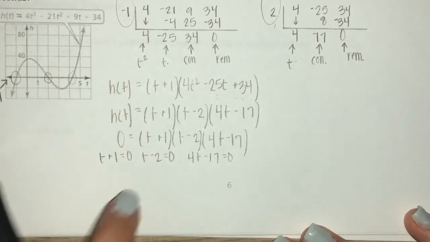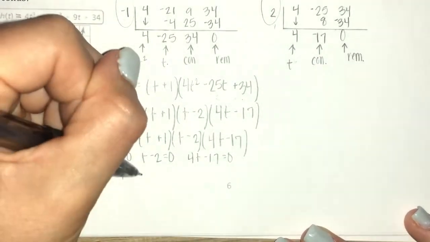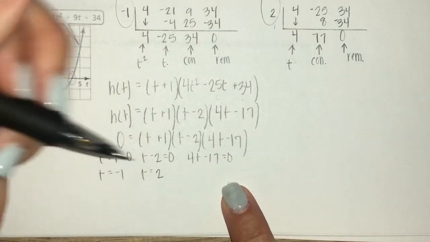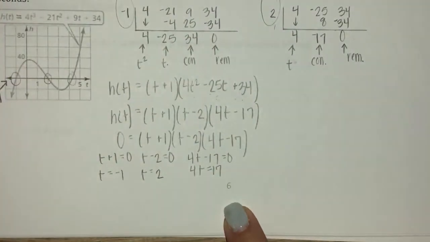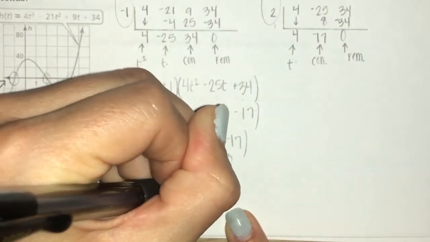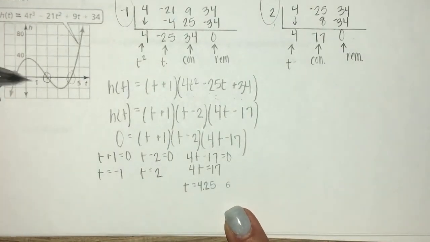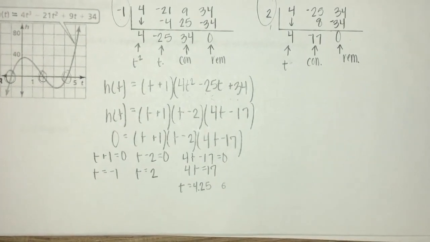So these are easy. Subtract the 1 over, get t equals -1. Add the 2 over, get t equals positive 2. And then for 4t minus 17, if we add the 17 over, we get 4t equals 17. And then if we divide both sides by 4, you end up with t equals 4.25. So that tells us exactly what this value is. So this is -1, this is 2, this is 4.25 seconds. So now we can figure out where exactly they're underground.